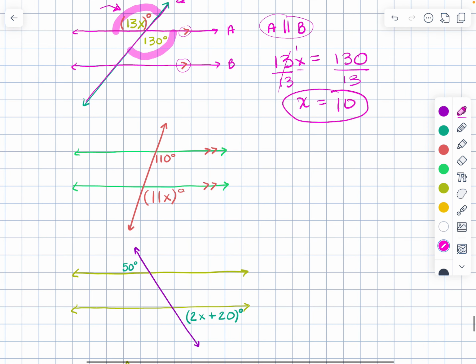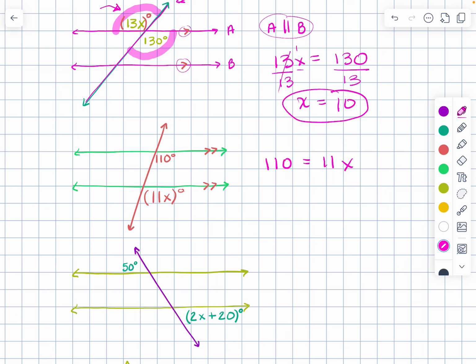Okay, again, those are vertical angles. Now in this next one, we have this angle and this angle. These angles are corresponding angles, which are also congruent, equivalent to each other. Okay, so we can also set these equations equal to each other. So we have 110 is equal to 11x.